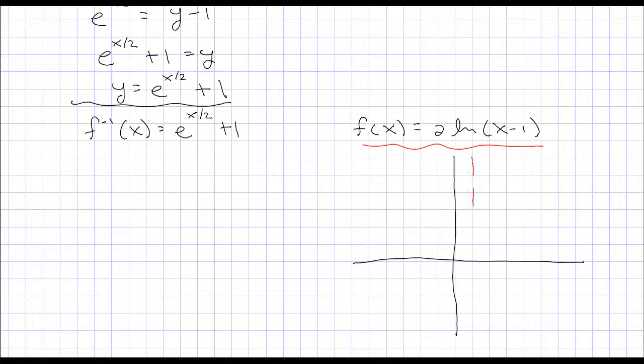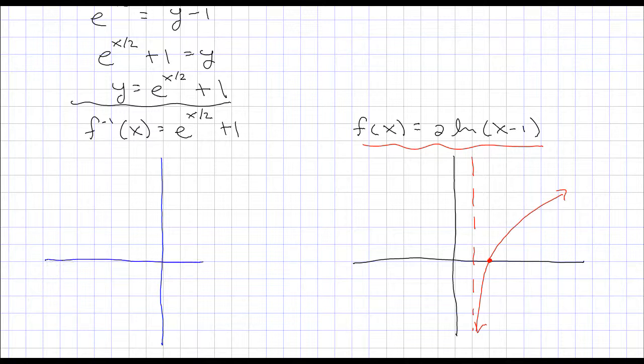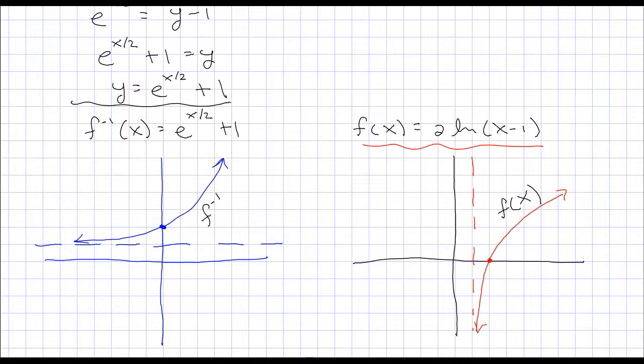Here's the asymptote. When x is 1, you'll get 0, so it's going to run through here at 2, and then it's going to do something like that. For the inverse function, when x is 0, you're going to get 2, so it's going to here, and the asymptote is going to be horizontal at 1, and do something like that. So this is f of x on the right, and this is the inverse graph.